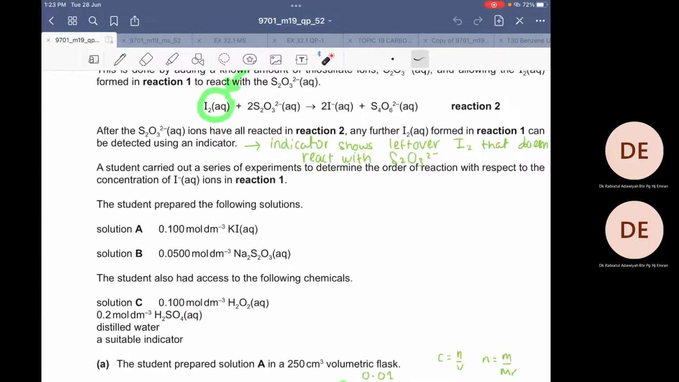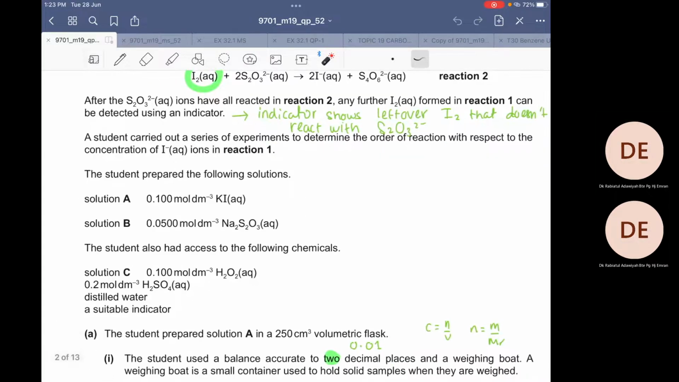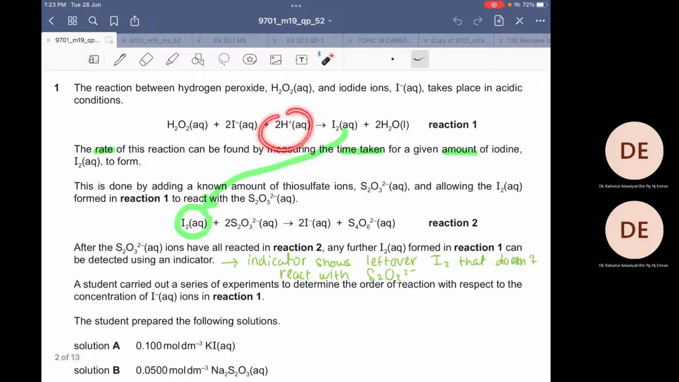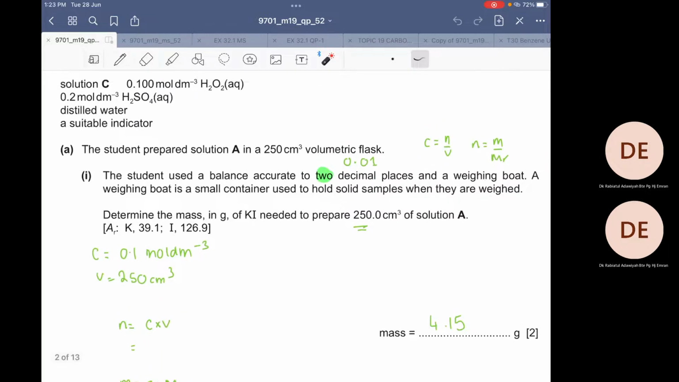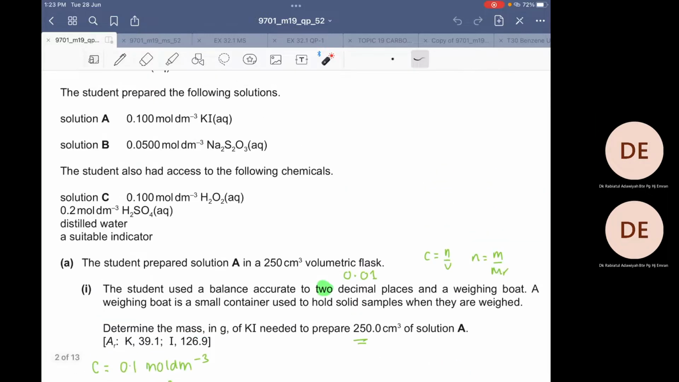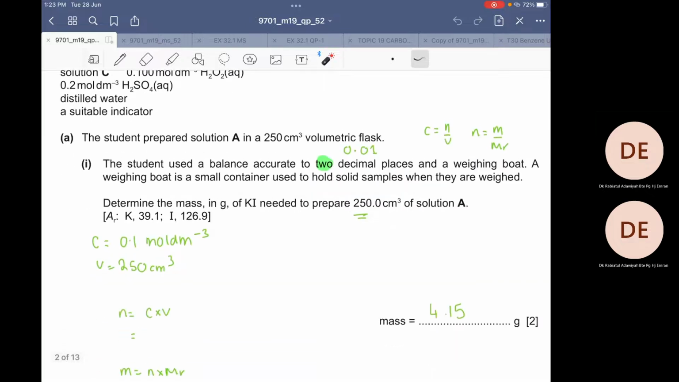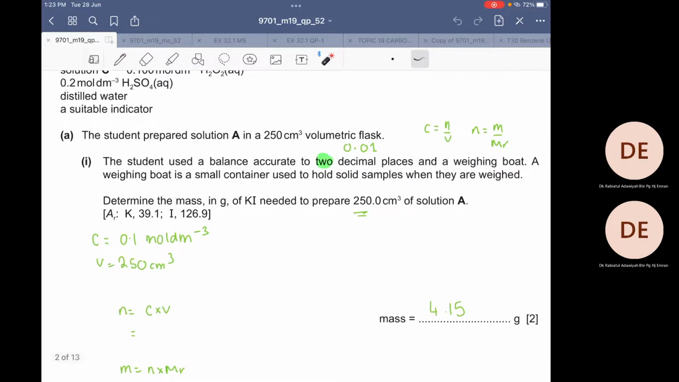Okay, so then they carried out this reaction. A is iodide, B is thiosulfate, C is hydrogen peroxide, and then there's also water for the H plus of this reaction. The student prepared solution A. So if we go back to the question, solution A is 0.1 mole per dm cube of potassium iodide. Determine the mass in grams of potassium iodide needed to prepare 250 centimeter cube of solution.